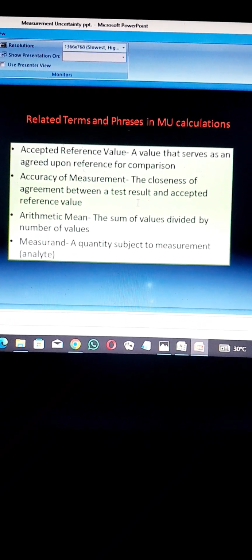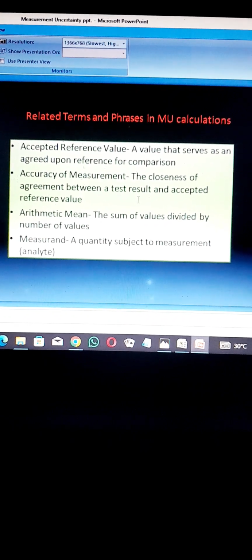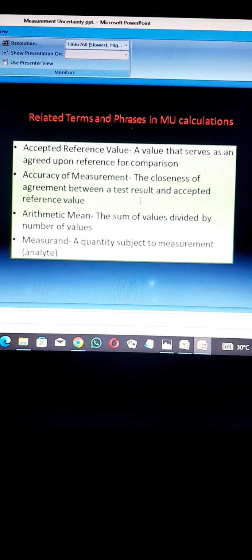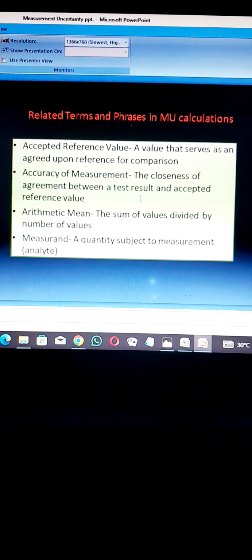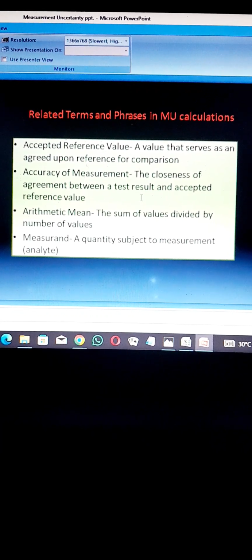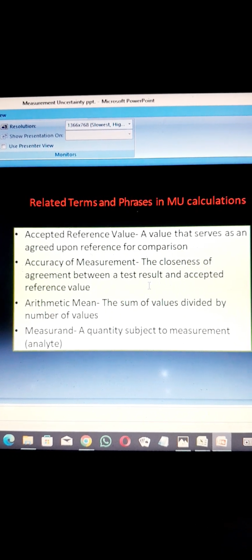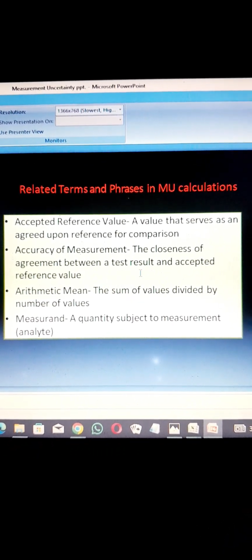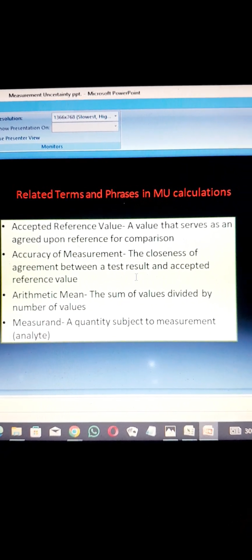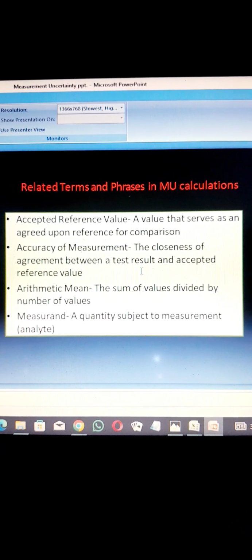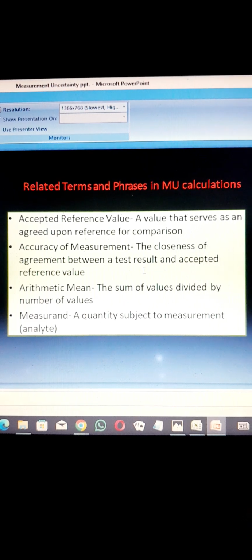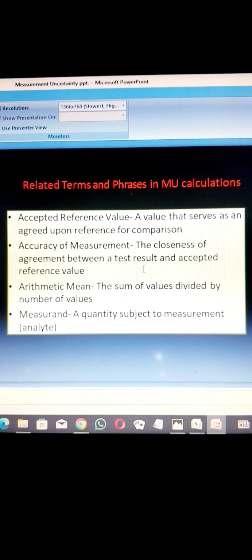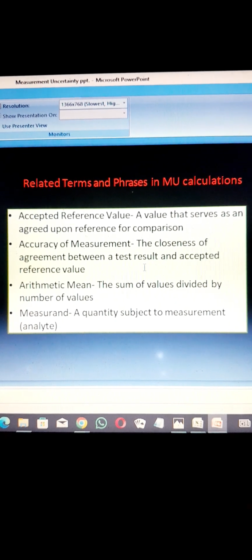The related terms and phrases in MU calculation. First come to accepted reference value. It is a value that serves as an agreed upon reference for comparison. The accuracy of measurement is the closeness of agreement between a test result and the accepted reference value.